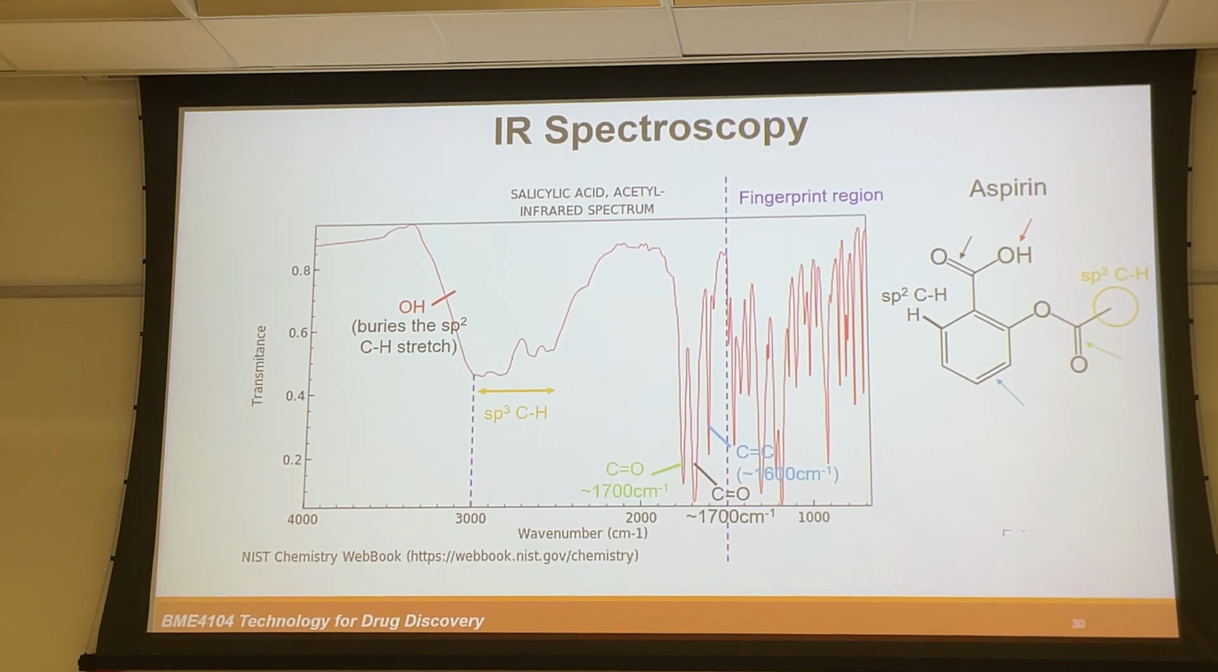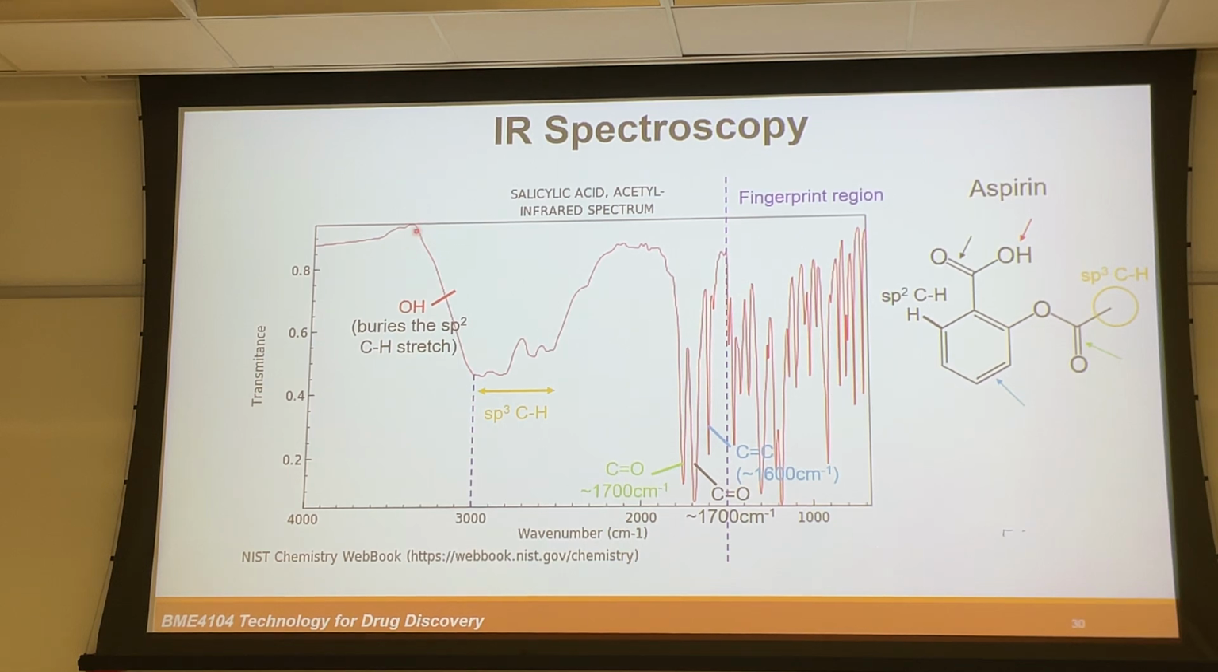And then we only look at the one on the left of the 1500 wave number region. So first we'll look at the broad feature. We'll see always there a broad peak around 3300 or around 3000 wave number. If we see that, we can know that there should be an OH stretching.